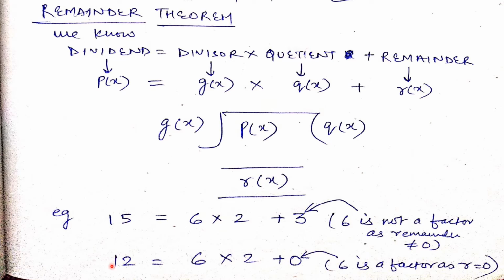In the next example, I have taken 12. We can write 12 as 6 into 2 plus 0. So we have got a remainder 0. So we can say 6 as well as 2 are both factors of 12. Or we can say 12 is a multiple of 6 as well as 2. Same thing. Understood?